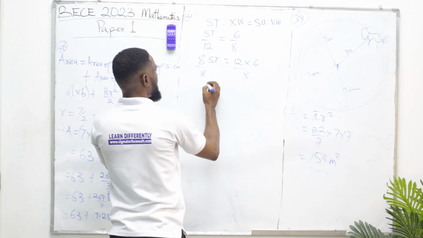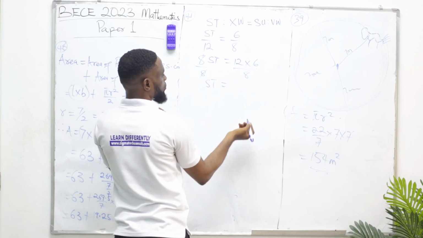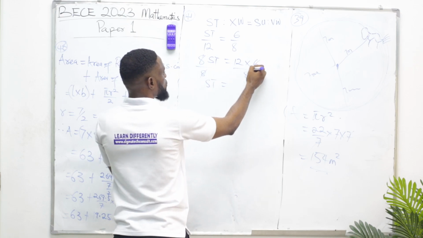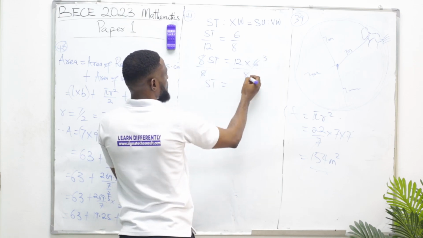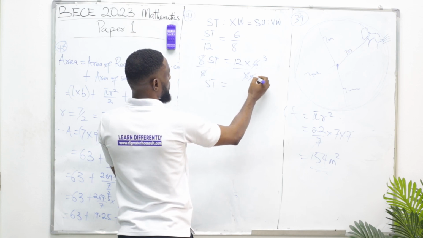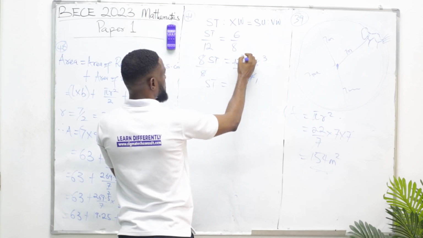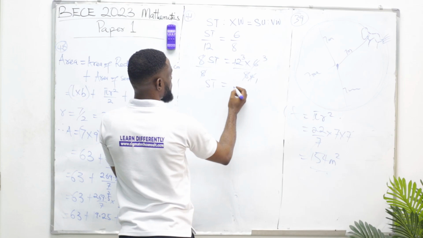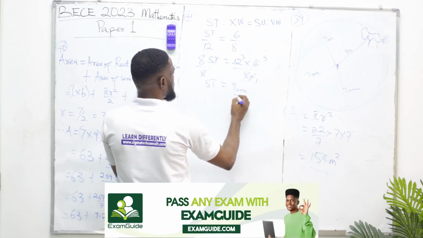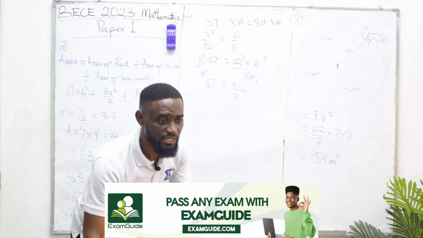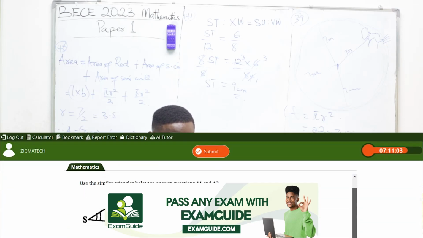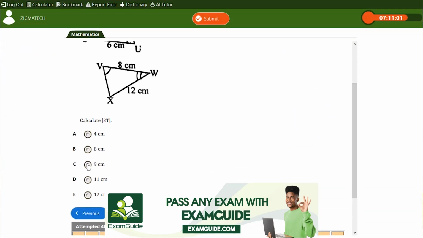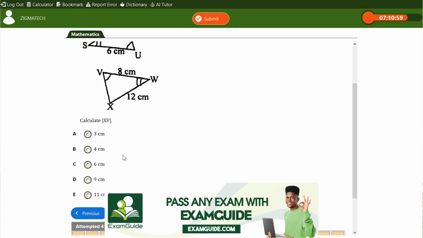So ST will be equal to: 2 here is 3, 2 here is 4, 4 here is 1, 4 here is 3, 3 times 3 is 9. So ST is equal to 9 cm. So option C is the correct option there, 9 cm. Is that okay? All right, so we'll go to 42.